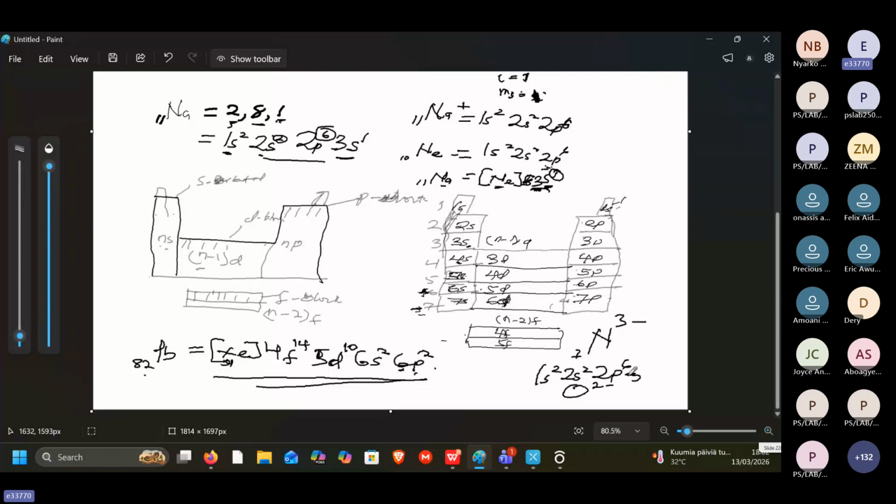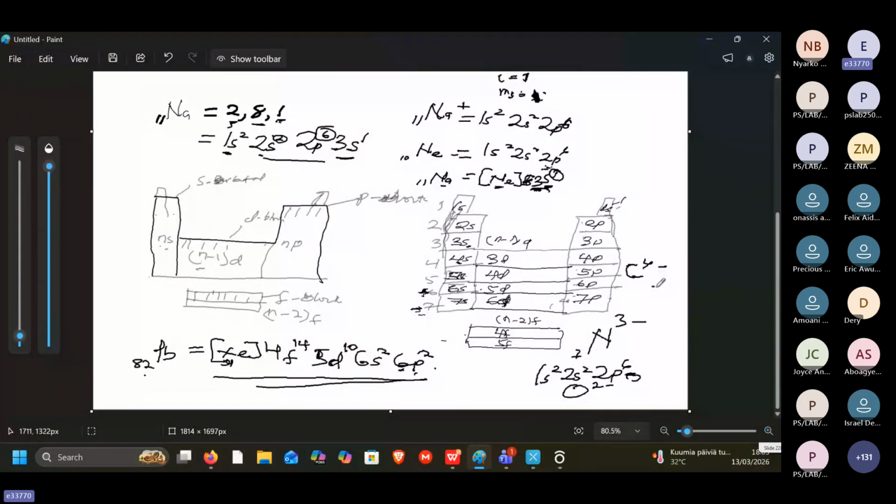How about C minus 4? C minus 4 also has 10 electrons. It is also going to have the same electronic configuration. Yes, sir.